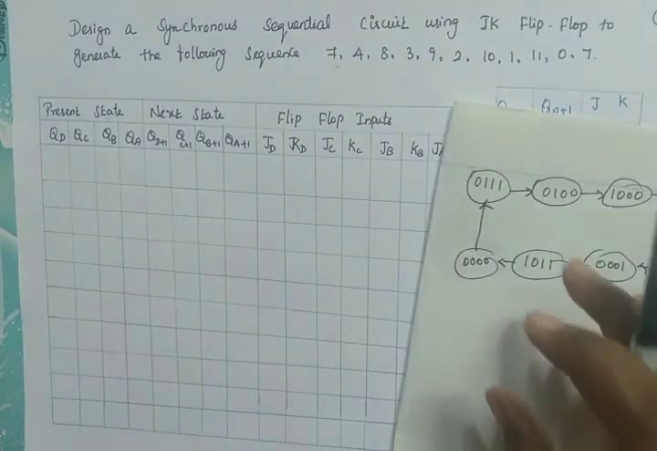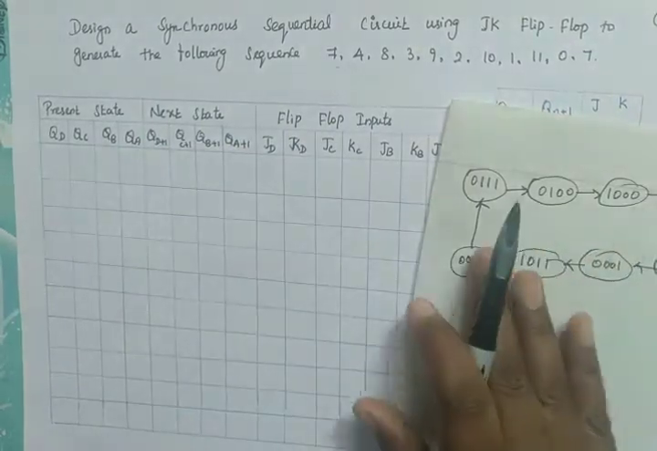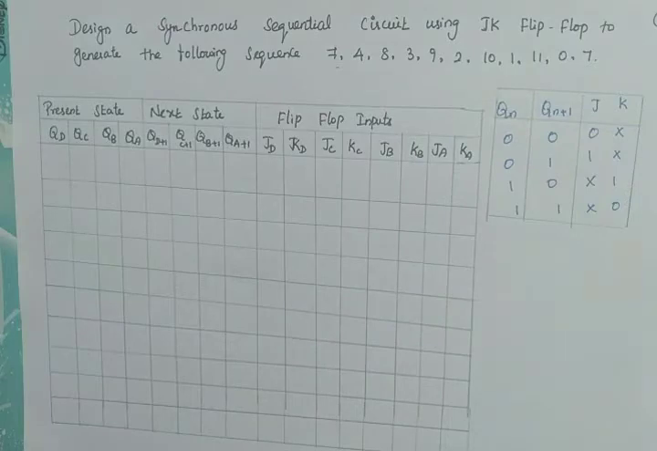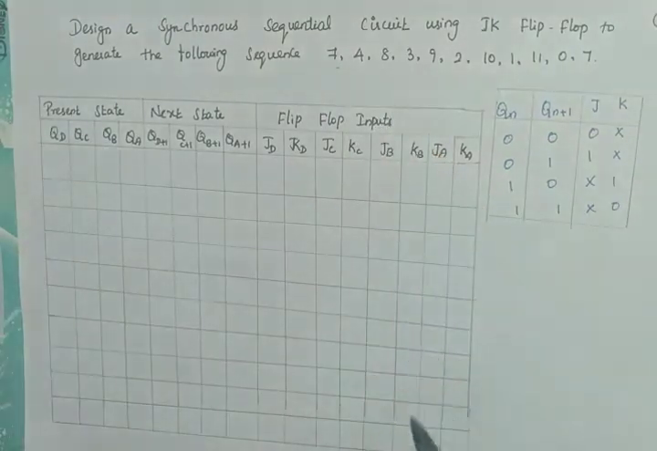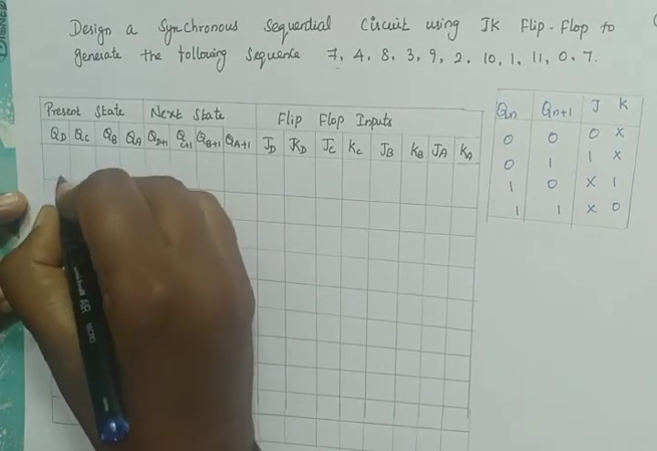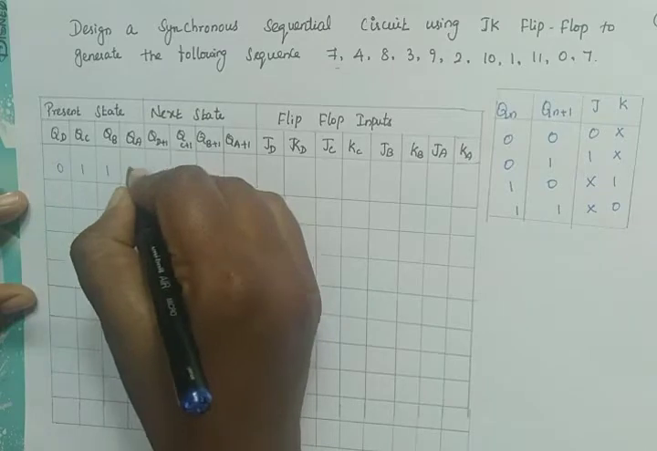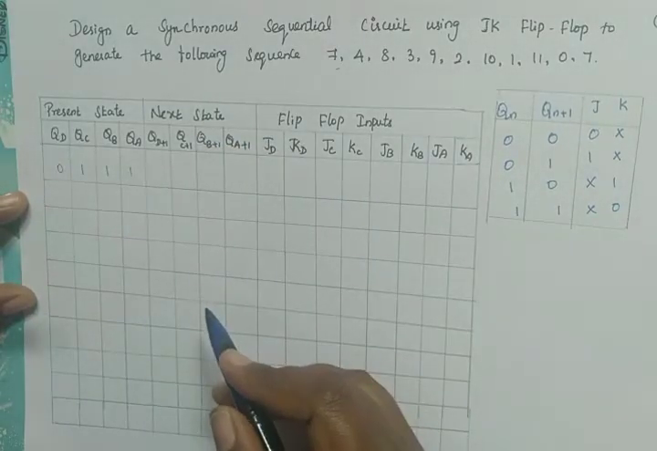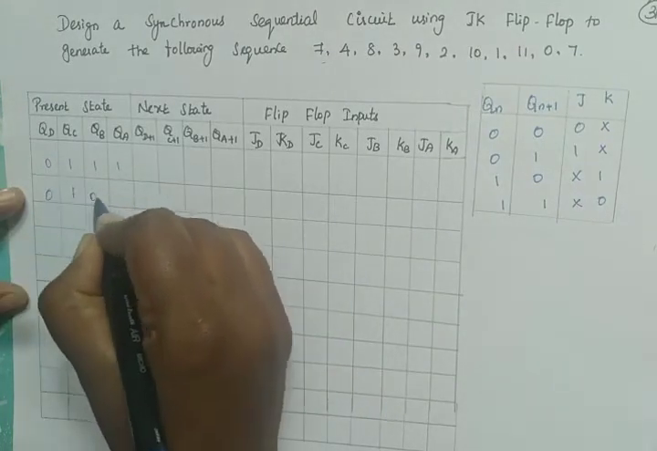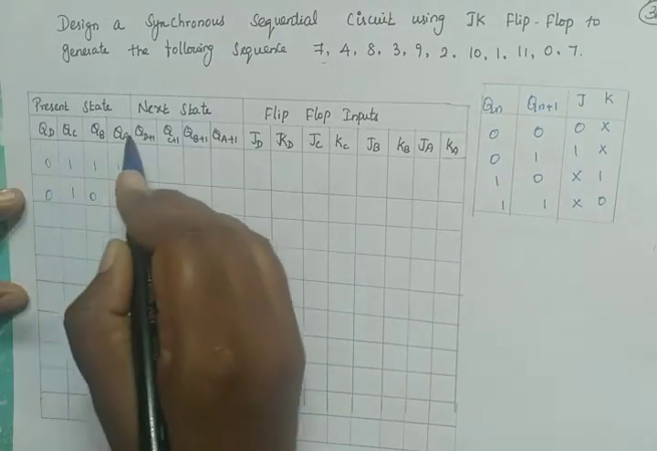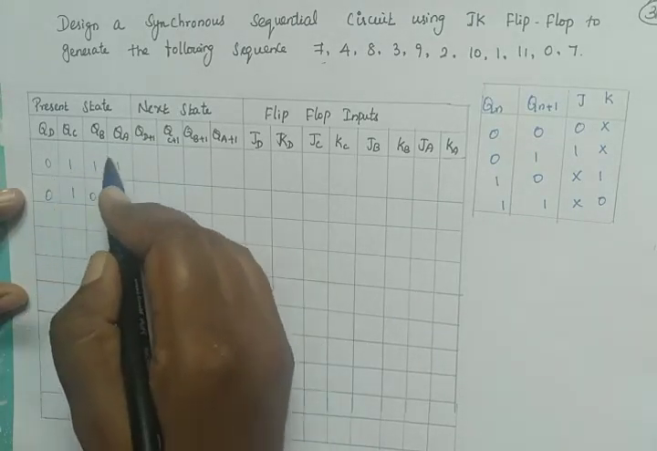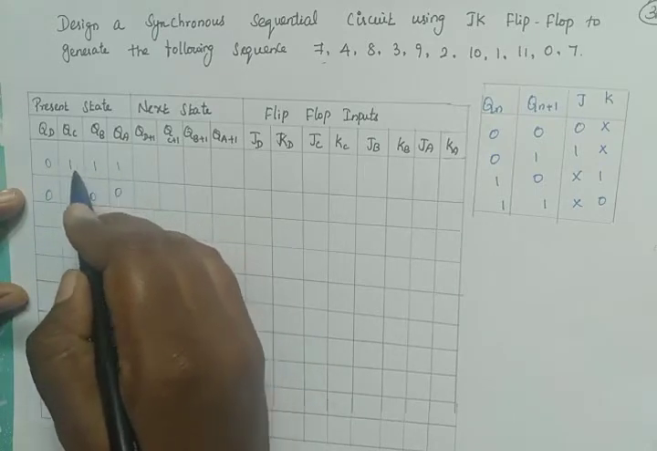Now we have to write this in the state table. This is our state diagram, and we are going to represent it in a table. The first number is 7, which is 0, 1, 1, 1. Then the next one is 4, which is 0, 1, 0, 0. We are using 4 variables because we have numbers that need 4 bits, so we are using these 4 states.